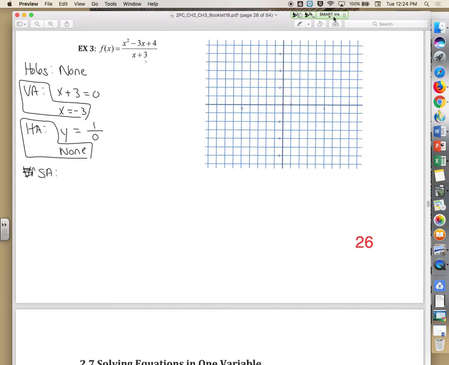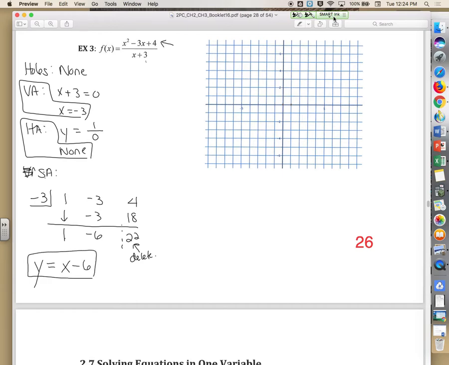Slant asymptote. So this is the long division. The number in the box is -3, that's what makes the bottom equal to 0. I have 1 x squared in the top, -3 x's, and +4, just coming from here. First term comes down, multiply and add. Multiply, add down. Get a remainder of 22, so we're going to delete this. We started with squared, so this is going to be the equation y equals 1x minus 6. So this is my slant asymptote.